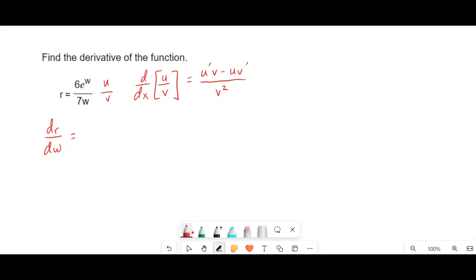Now we've got functions of w on top and bottom. So when we take the derivative with respect to w, same thing. We're just taking the derivative of the top, leaving the bottom alone, minus, take the top, take the derivative of the bottom, and then divide by the bottom squared.